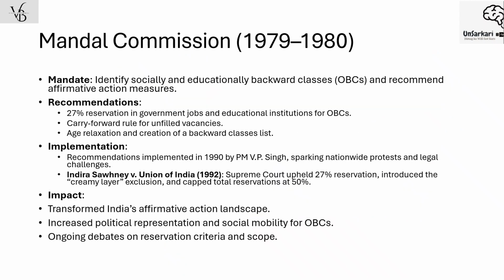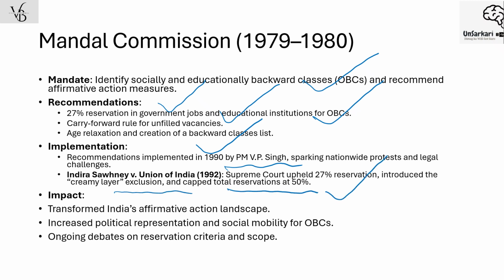Let's take another example of Mandal Commission 1979-1980, which actually reflected the idea to identify socially and educationally backward classes and recommend effective action. We know 27% reservation in government jobs and educational institutions for OBC, carry forward rule for unfulfilled vacancies, age relaxation and creation of a backward list. Recommendations implemented in 1990 by Prime Minister VP Singh and Indra Sawhney judgment was there versus Union of India. Supreme Court upheld 27% reservation, introduced the creamy layer exclusion and capped total reservation at 50%.